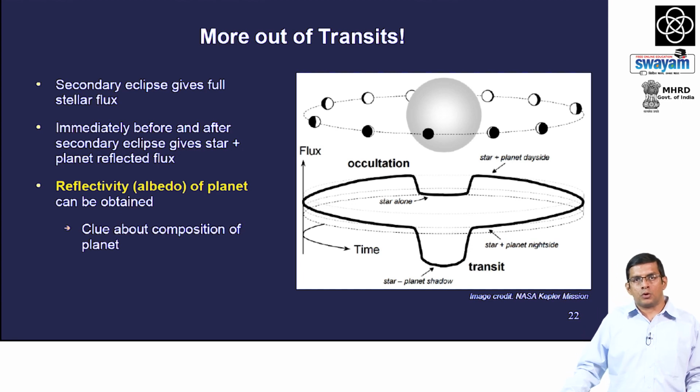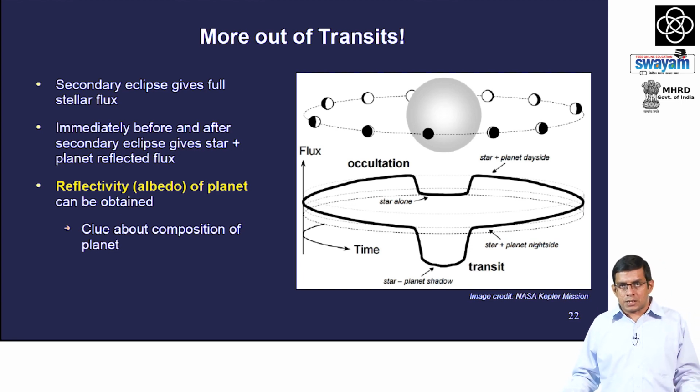So, now that we know the flux from the star alone, we can subtract it from the total flux and get the flux from the planet only. And this is very important information, because this can give us the reflectivity or the albedo of the planet, and this gives us a clue of the composition of the surface of the planet.